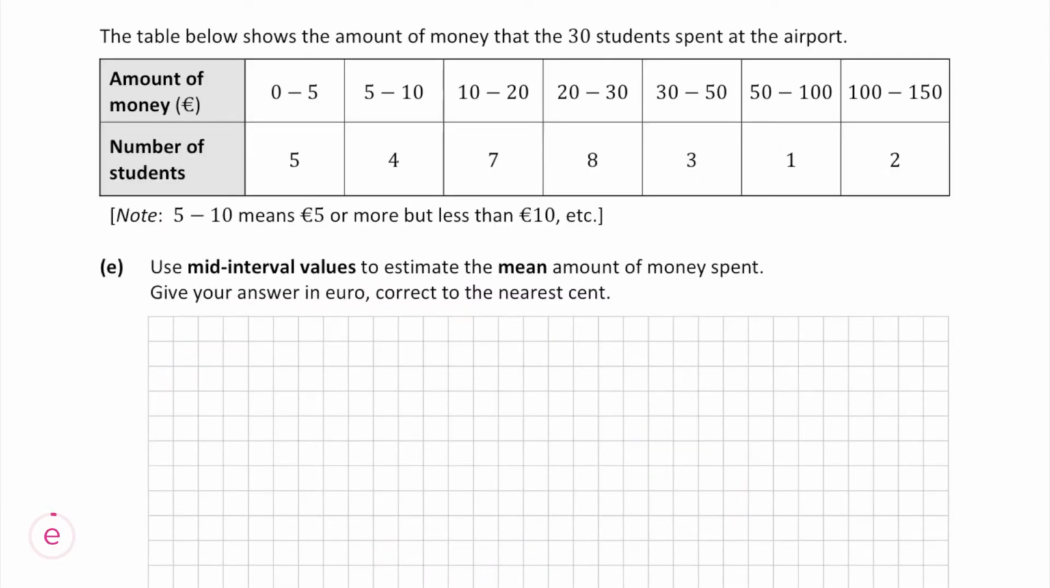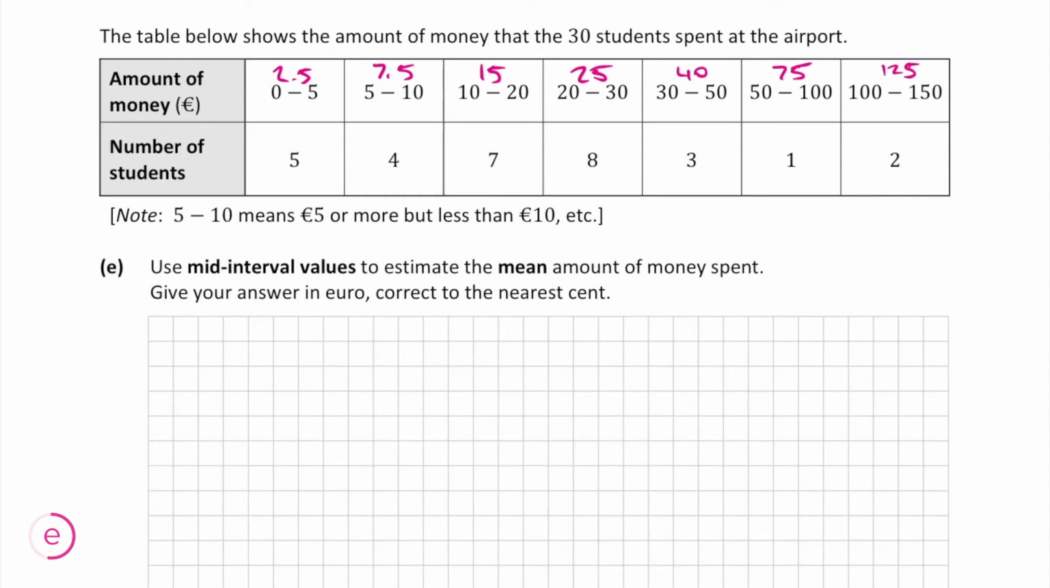In part E, we're given another table showing the amount of money that 30 students spent in the airport. We have to use mid-interval values to estimate the mean amount of money spent. This means in each of these intervals, we have to take the middle value and multiply it by the number of students in that interval. So here's all our mid-interval values.